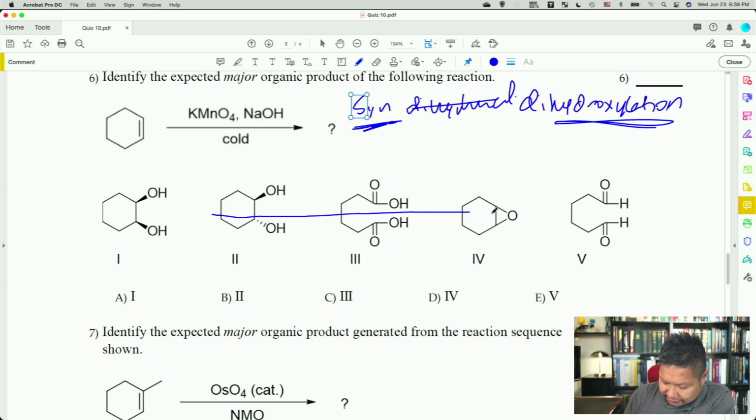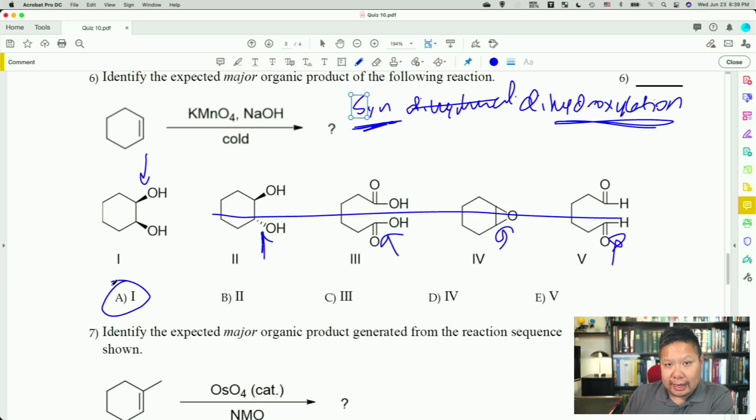None of these are syn additions, right? That's an anti-addition. I mean, that's not even any stereochemistry there. There's no stereochemistry there. There's no stereochemistry there. The only one that has a syn addition is the first one. So it's answer 1.